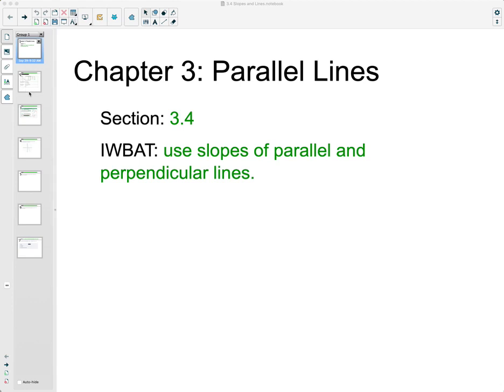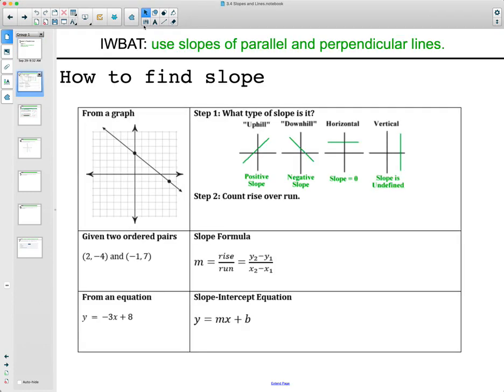For section 3.4, we are going to be talking about slope and how it relates to parallel and perpendicular lines. Let's do a recap on slope and how you find slope.